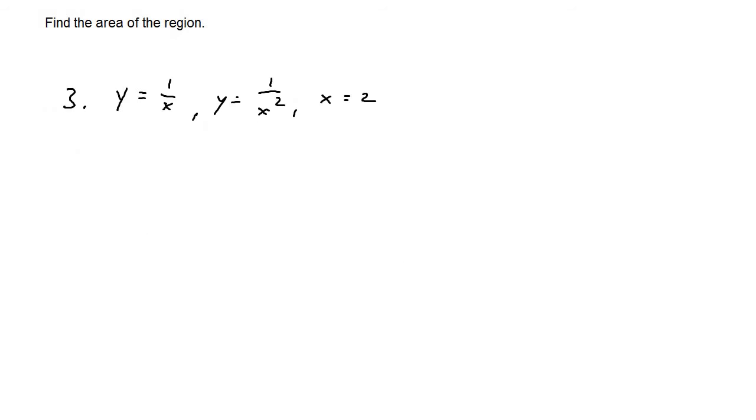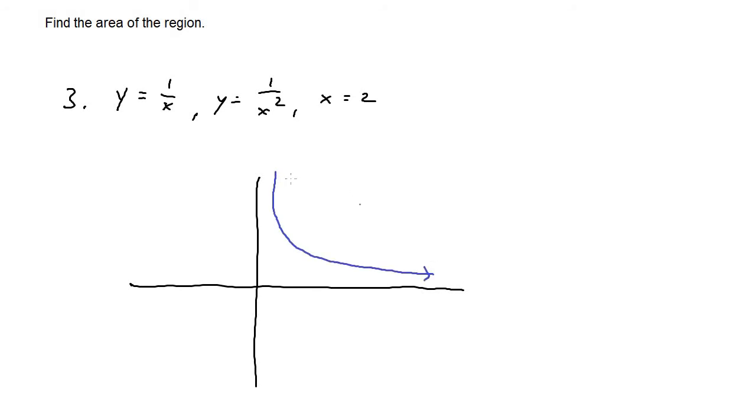Now for number 3, we have y equals 1 over x, y equals 1 over x squared, and x equals 2. So the very first thing, as always, is to go ahead and graph this. If I graph these three curves, we have y equals 1 over x. I'm just going to mark it in blue, and it's going to look something like this. Let's label that 1 over x. And now for y equals 1 over x squared, that might look something like this. It's very similar to 1 over x, just a little bit steeper at first.